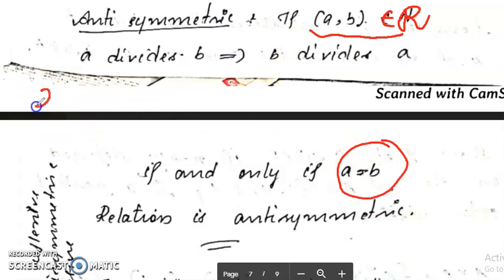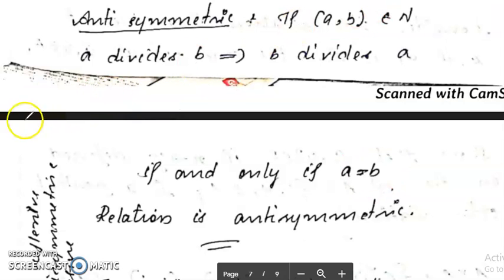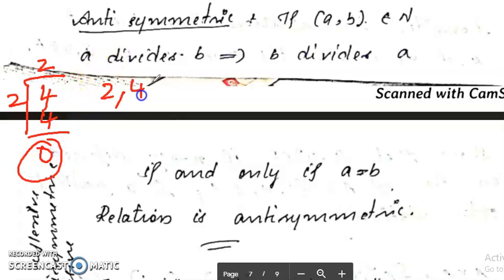For example, 2 divides 4. And whether 4 divides 2? No. 4 does not divide 2. So we cannot take (4, 2). We cannot take (4, 2) because 4 does not divide 2. Whether 2 divides 4? Okay, here 2 divides 4. So if you divide, 2 twos are 4. Remainder is 0. So 2 divides 4.